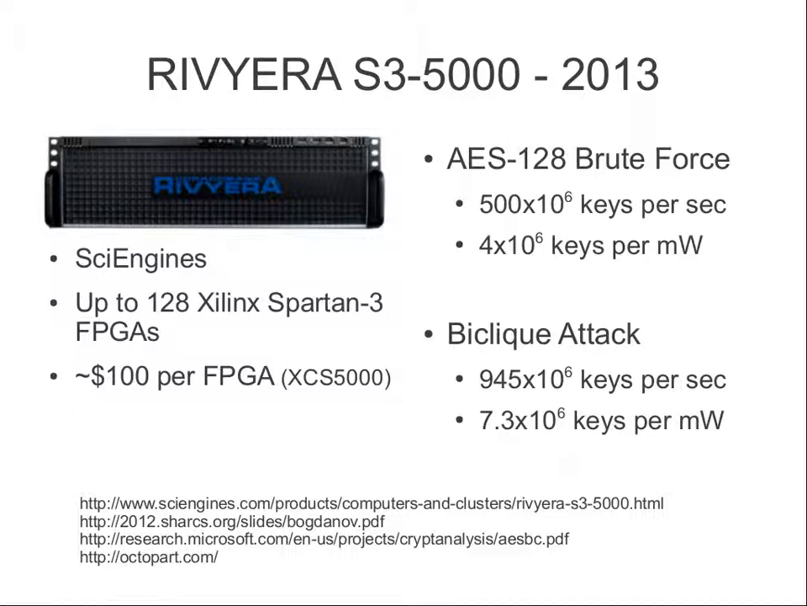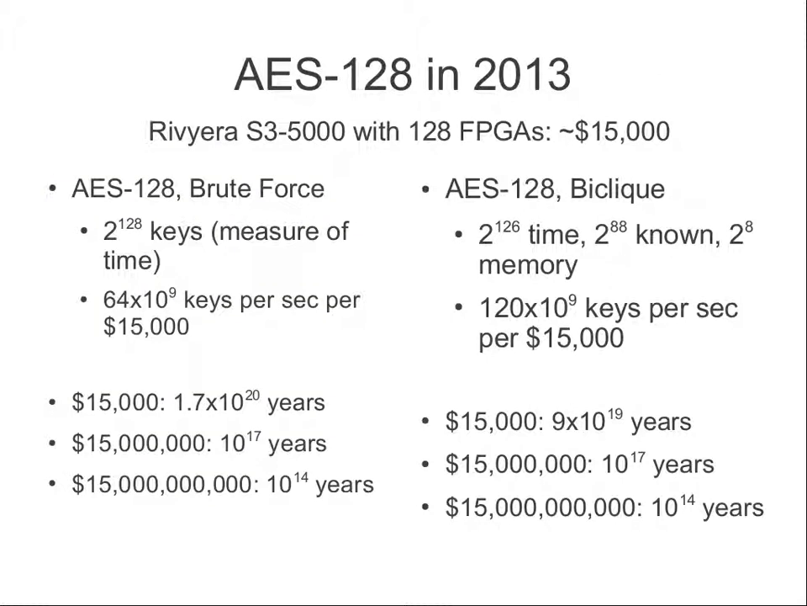They could do about 500 million keys per second. They could do some faster ones with some specialized attacks, almost 1,000 million keys per second. And if you put numbers to that, approximately if you spend $15,000, this is 2013, you could do a brute force attack in 1.7 by 10 to the power of 20 years with this hardware. So a brute force attack, if you spend this amount of money, would take you about 10 to the power of 20 years with dedicated hardware on AES.